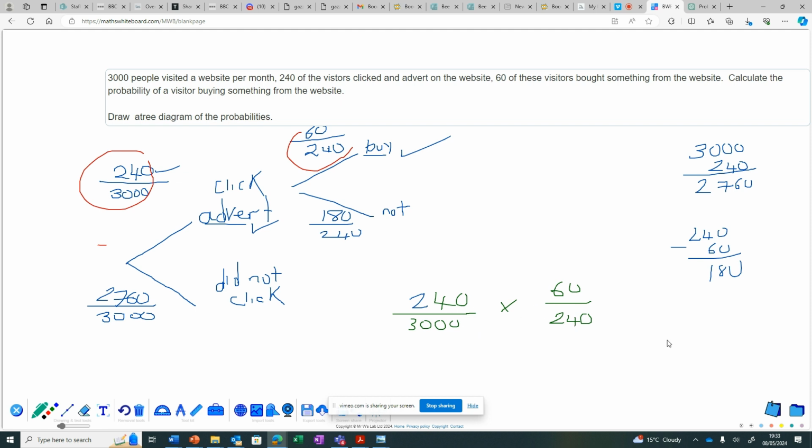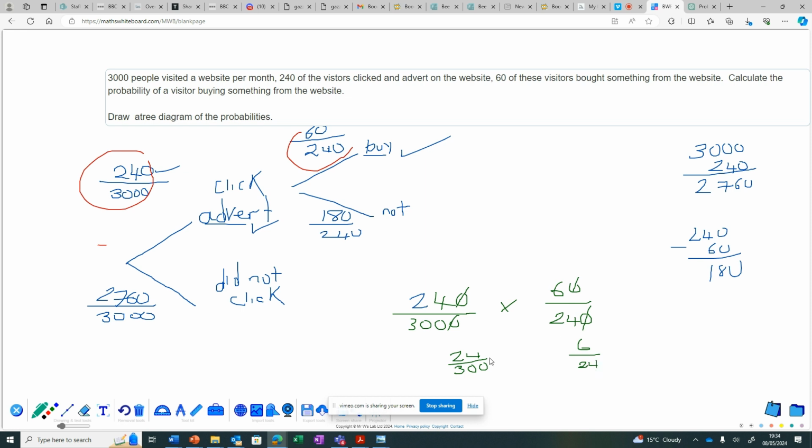Now you could just do it here and get your answer, and that would be reasonably acceptable for the exam. Or we could make it a little bit easier. We could do a little bit of simplifying. We could take a naught away there, and a naught away there, a naught away there, and a naught away there. And we now get 24 over 300 and 6 over 24.